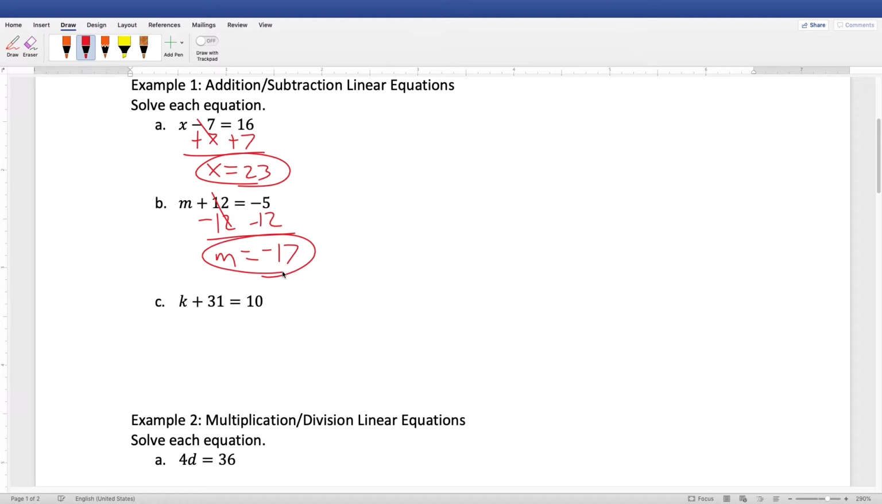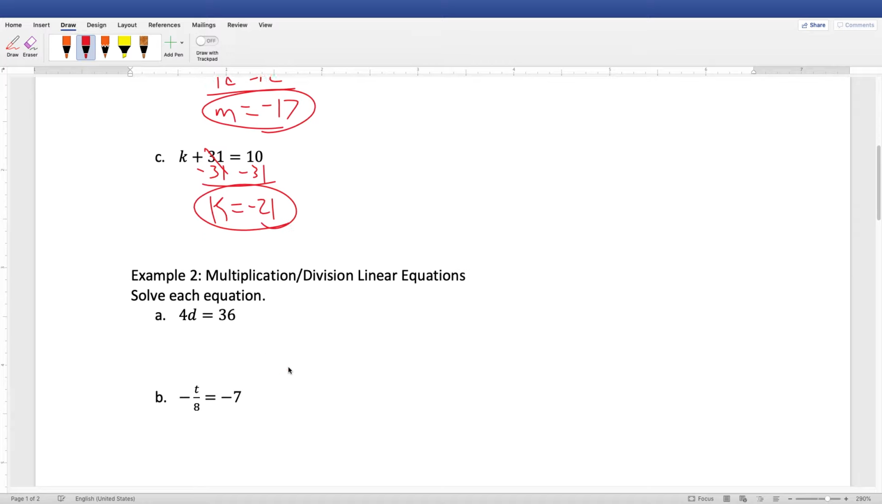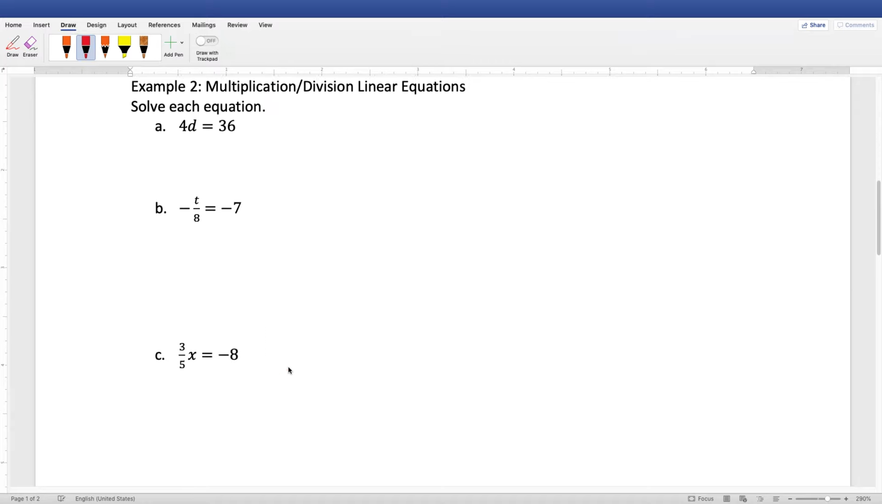And then our final problem on addition and subtraction, k plus 31 is equal to 10. To evaluate k and get it by itself, I must subtract 31 from the left side and subtract 31 from the right side. My 31s cancel on the left side, and I get k is equal to negative 21. So those are the simple addition and subtraction of linear equations. Now we are going to move on to multiplication and division of linear equations.